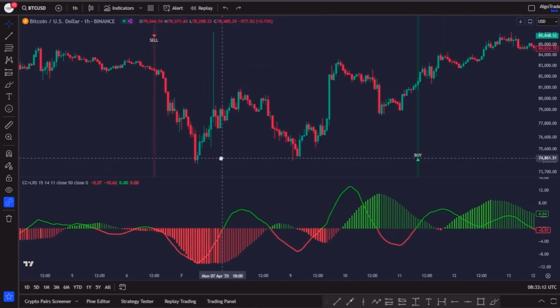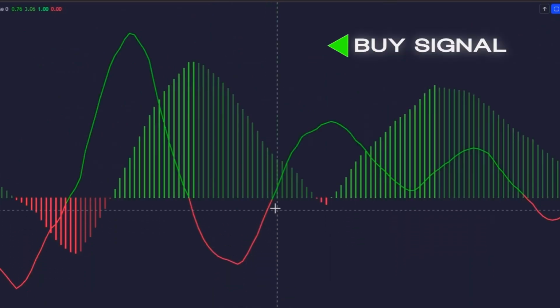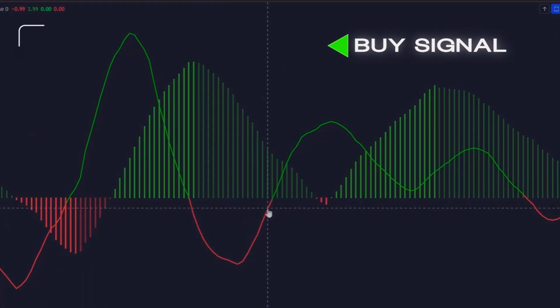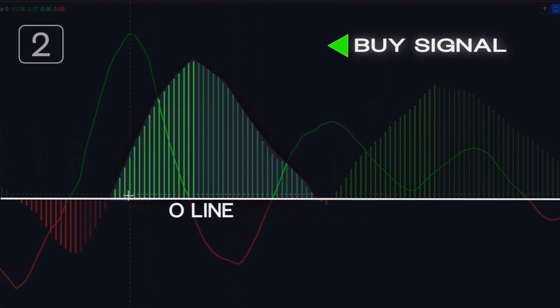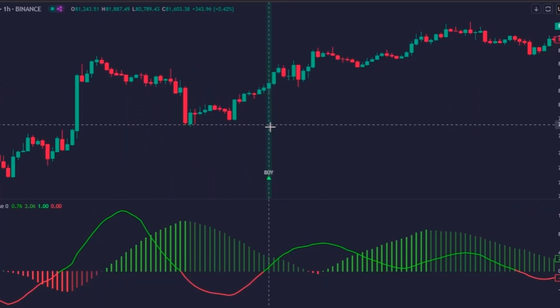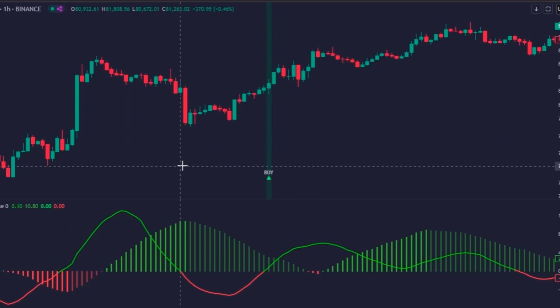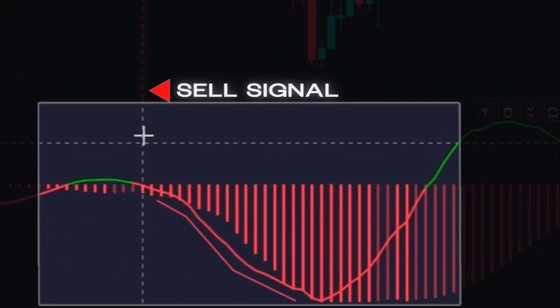Now let's break down how the buy and sell signals work. A buy signal is printed on the chart whenever two conditions are met. First, the copy curve crosses above the zero line, which signals a potential bullish reversal or start of an upward trend. And second, the linear regression slope confirms that the trend is gaining strength, meaning the slope is positive and momentum is increasing. When both these conditions are true, the indicator plots a buy label directly on your chart. And of course, the sell signal works in the exact opposite way, as you can see.